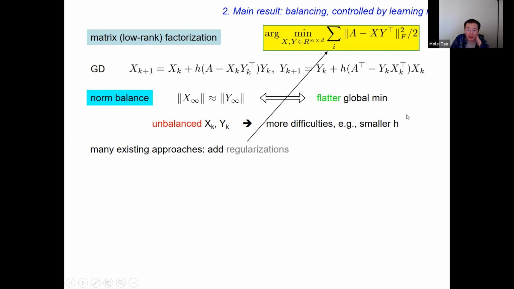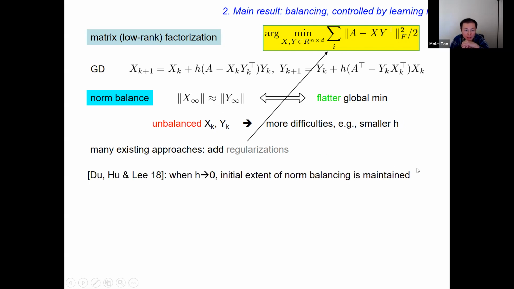And that's why a lot of people add regularizations to this objective function. They create an extra artificial balance, encouraging a balance between X and Y. But in an interesting 2018 paper by Du, Hu, and Li, people showed that in the H going to 0 limit, the initial extent of norm balancing is actually maintained. So you just have to pick well-balanced initial conditions, and then you don't have to worry about unbalancedness, which plagues analysis and simulation.